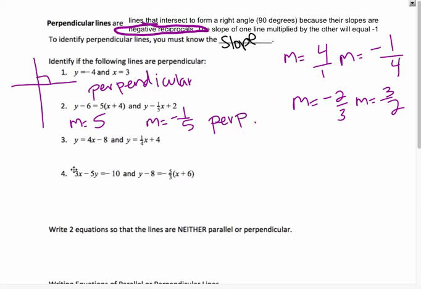I would encourage you to try 3 and 4 on your own. Like, pause the video and see if you can figure them out, and then start the video again and see if you did it right. Don't cheat. Pause the video.